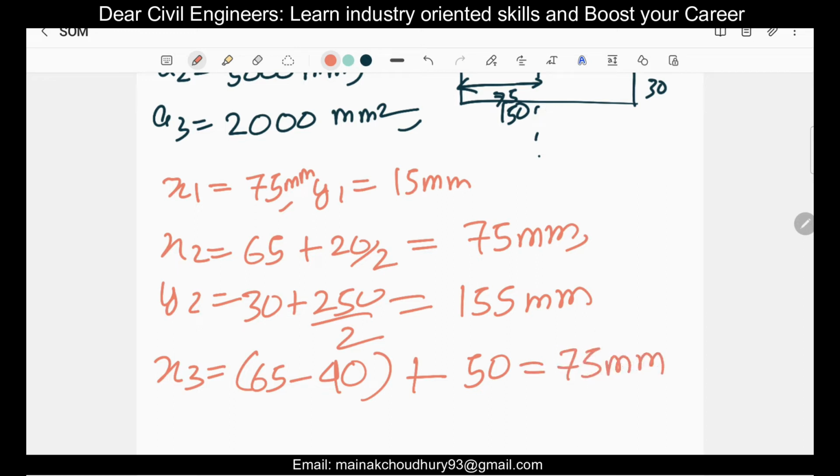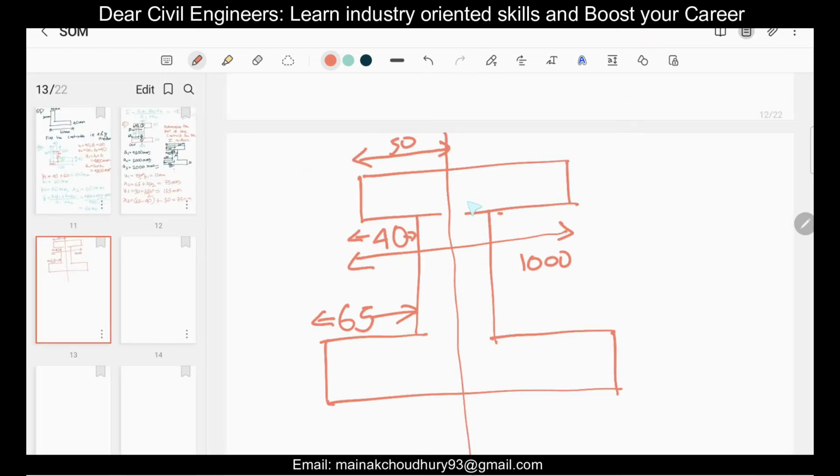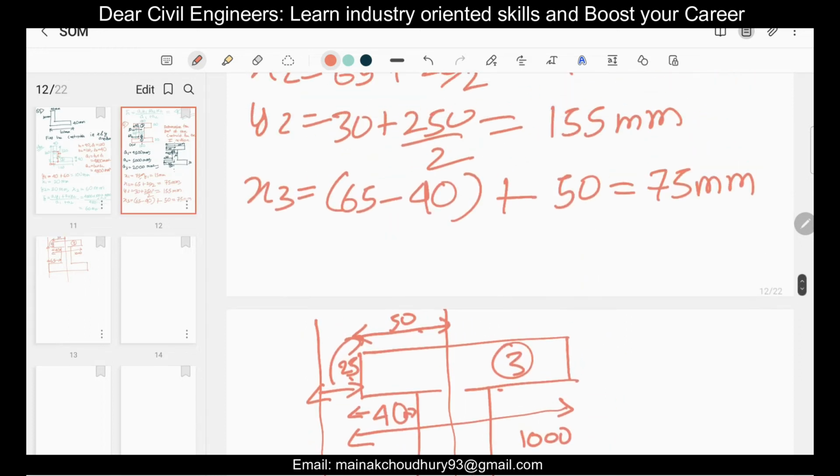So if you didn't get it, I'll just do it again. Basically, we are talking about this section. This is a 3 number section. The half is actually 50. Now the origin we are taking from here, so we have to add this particular distance, this difference, to the 50. So what we are doing, 65 minus 40, that is 25. So 25 plus 50, that is what we are writing here. 25 plus 50 is equal to 75 mm.